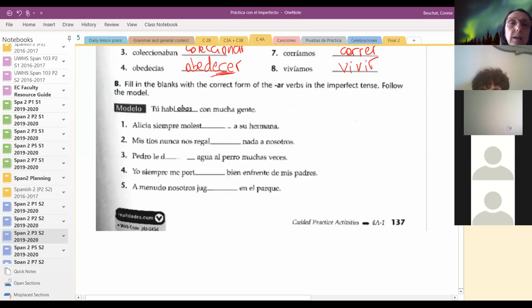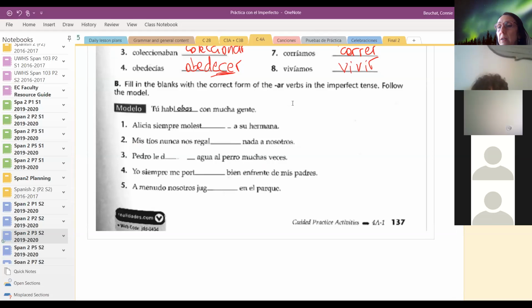Okay, the second part, only you needed to add the endings. Bora, give me number 1. Molestaba. Bien. Keegan, number 2. I didn't get there, but is that regalabas?